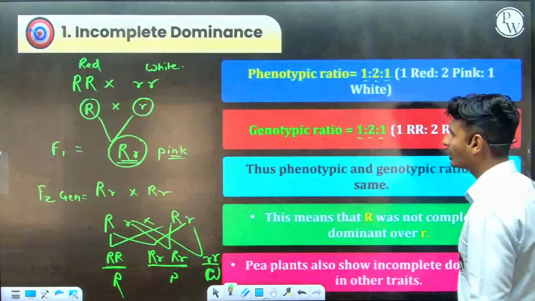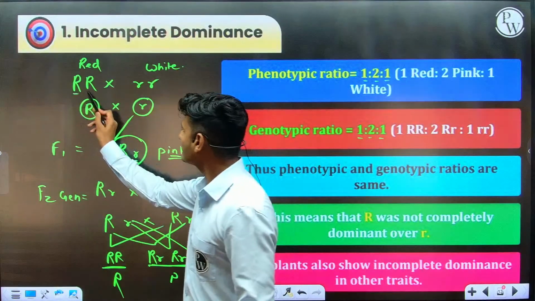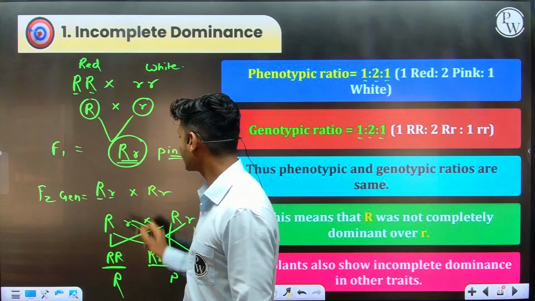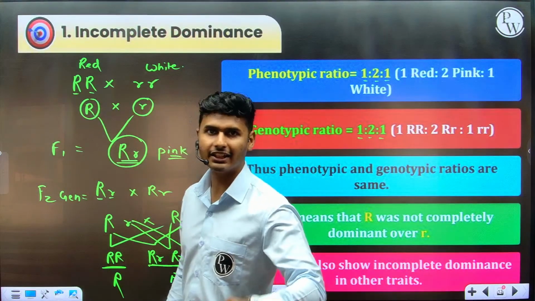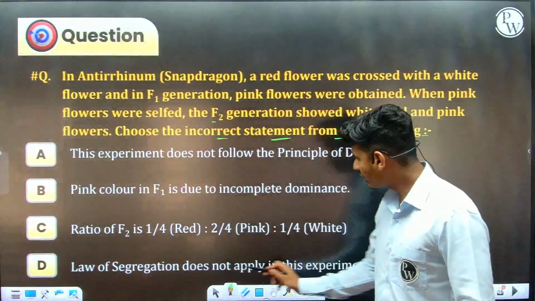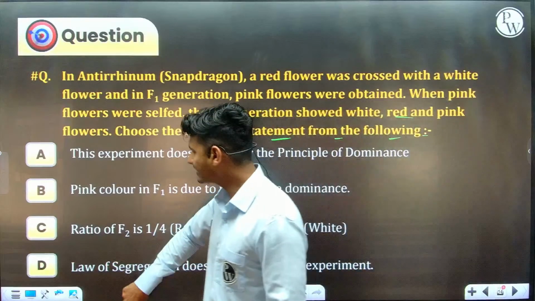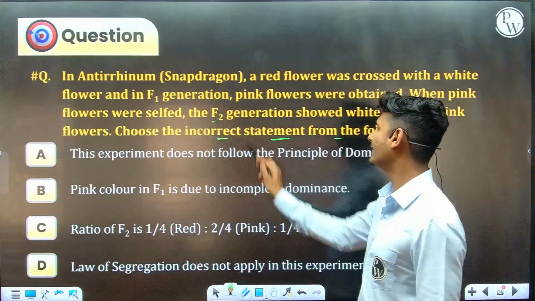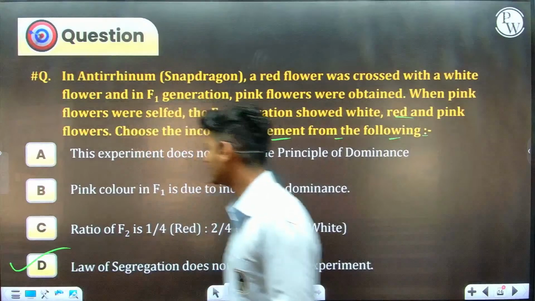Now look at the cross. If we are segregating this gamete, it means segregation is applicable. And they are saying in the question, law of segregation does not apply in this experiment. This is a false statement and they are asking us the false statement, the incorrect statement. So the correct answer is D.